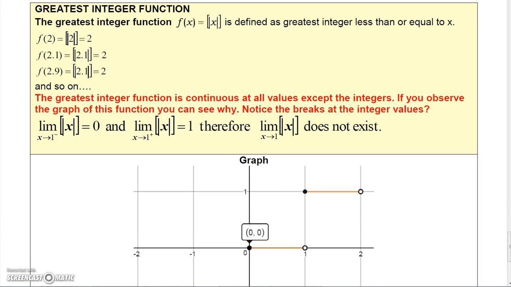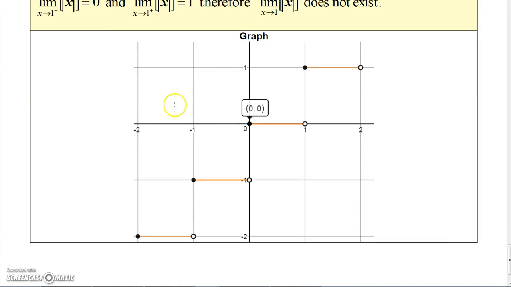Now the last thing I want to mention is the greatest integer function. The greatest integer function is a function that's continuous at all values except the integers. If you observe the graph of this, you can see it. Notice how there's no break in the graph here until you get right here. Then you have to jump. So at negative 1, that function's not continuous.